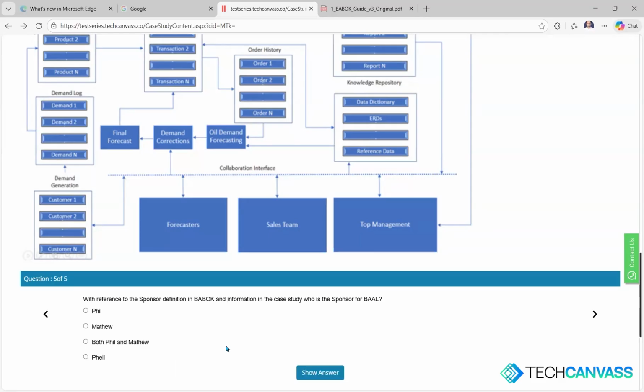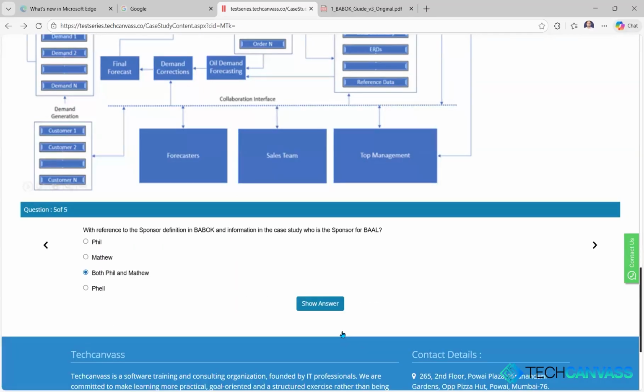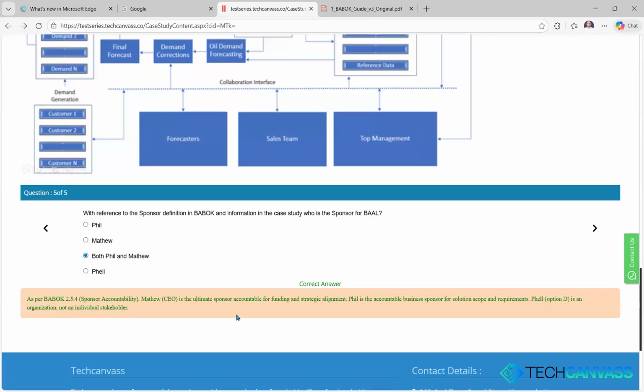Come on, choose your answer, guys. I'll go with both of them. Both of them. All right. Yes. All right. Let's see. That's both of them. Wonderful. Good.